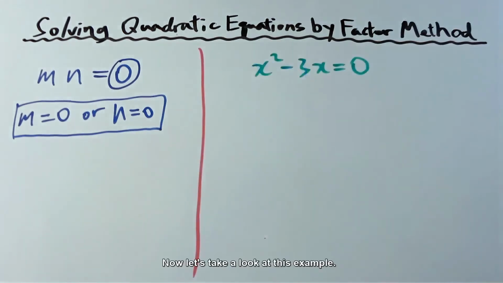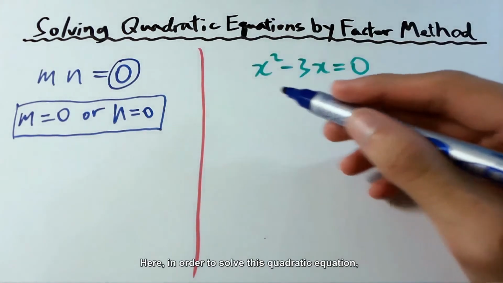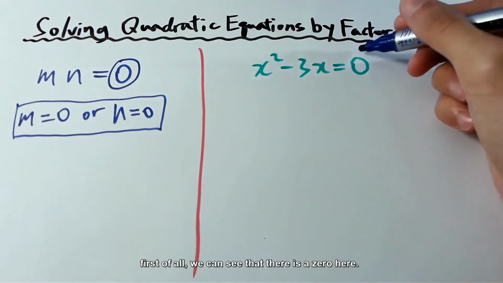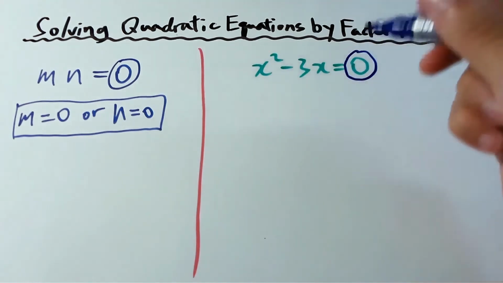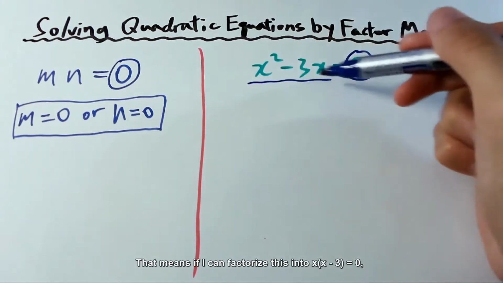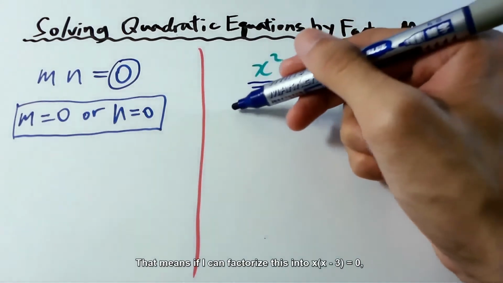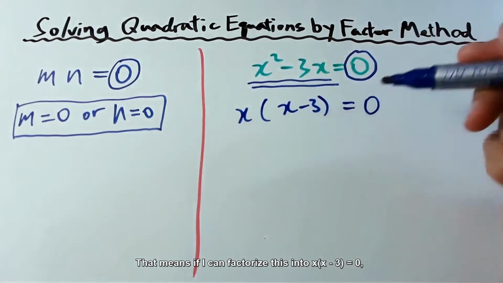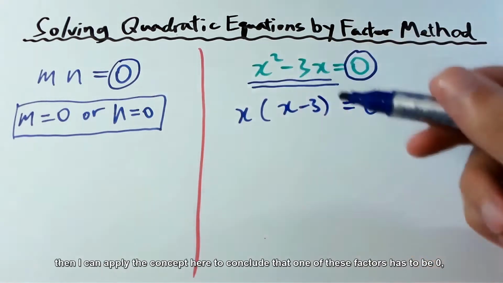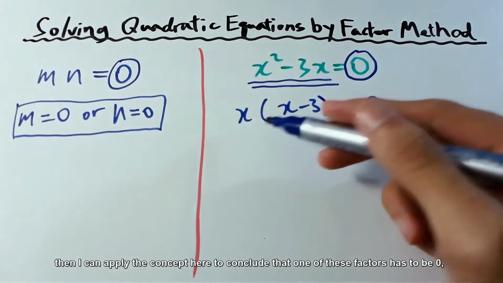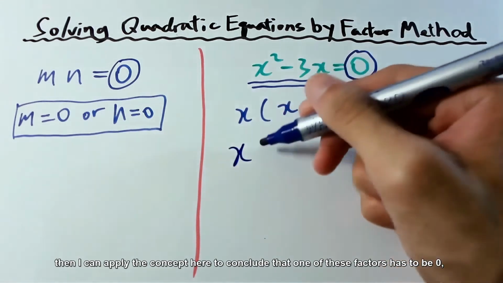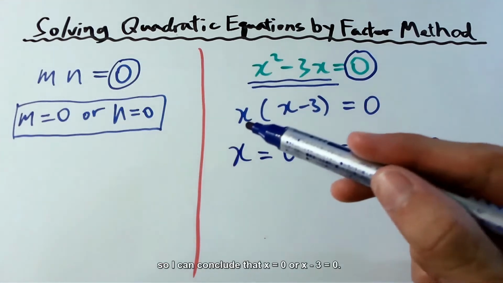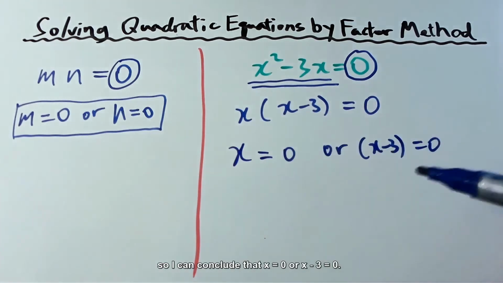Now let's take a look at this example. Here, in order to solve this quadratic equation, first of all, we can see that there is a 0 here. That means if I can factorize this into x times x minus 3 equals 0, then I can apply the concept here to conclude that one of these factors has to be 0. So I can conclude that x is 0 or x minus 3 is 0.